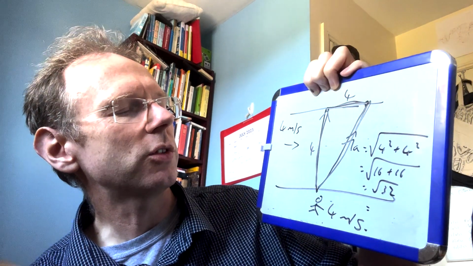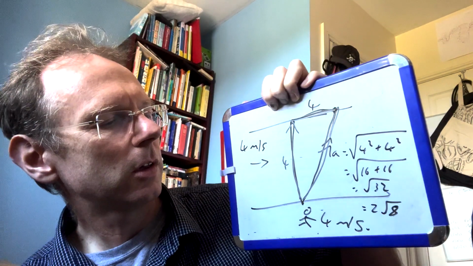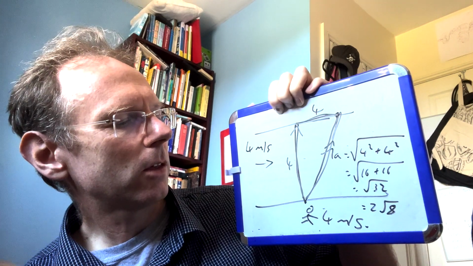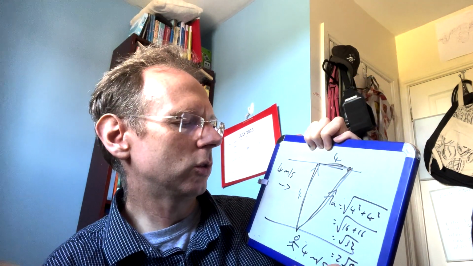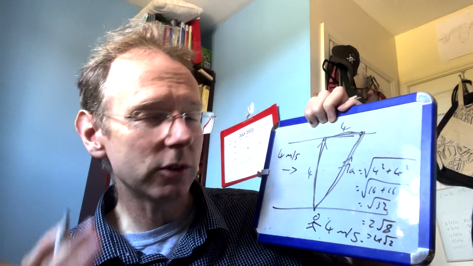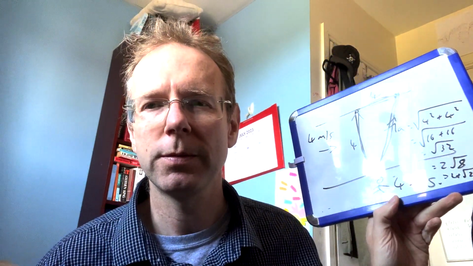let's see, 4 8s are 32, aren't they? That's 2 squared, 2 root 8. But 8 is also 2 times 4. That's 4 root 2. And I'm only doing it this way because in another video we're doing surds. So I've got surds all up in my brain. It's 4 root 2. So it's going to be 4 times 1.4, which is probably about 5.6. 5.6 meters per second. Is that right?